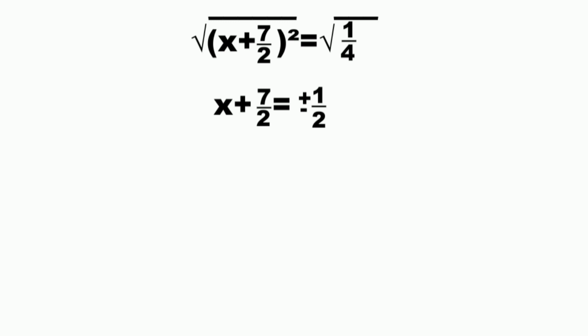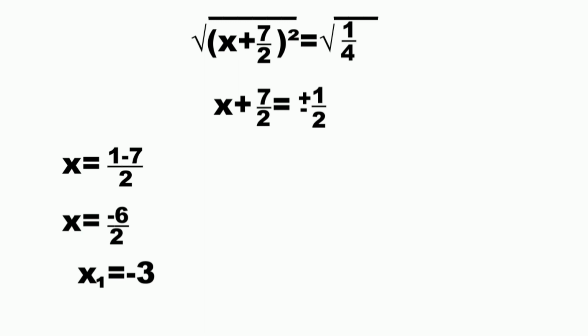From this one, we can get the first value of x as x equals positive 1 over 2 minus 7 over 2. You transpose the 7 over 2 to the right side of the equation, using the positive 1 over 2 with the common denominator. So 1 minus 7 over 2 is negative 6 over 2. And this is equal to x sub 1, or the first value of x, as negative 3.